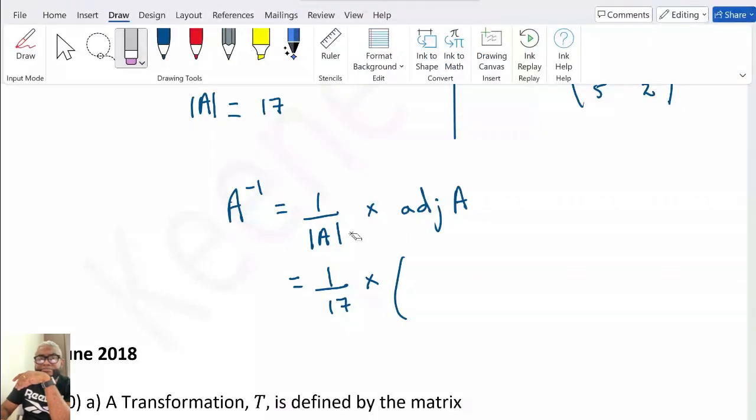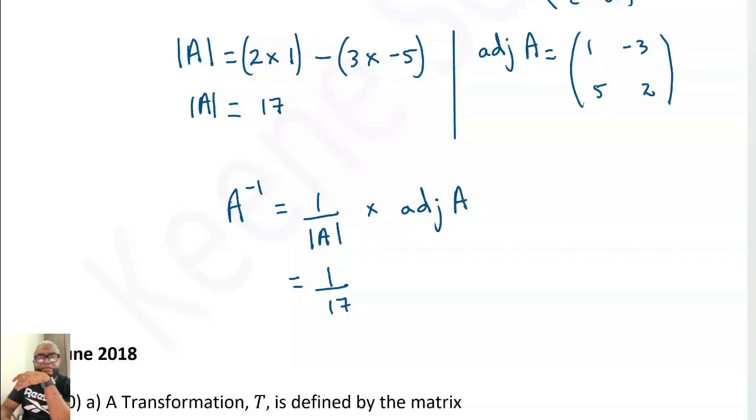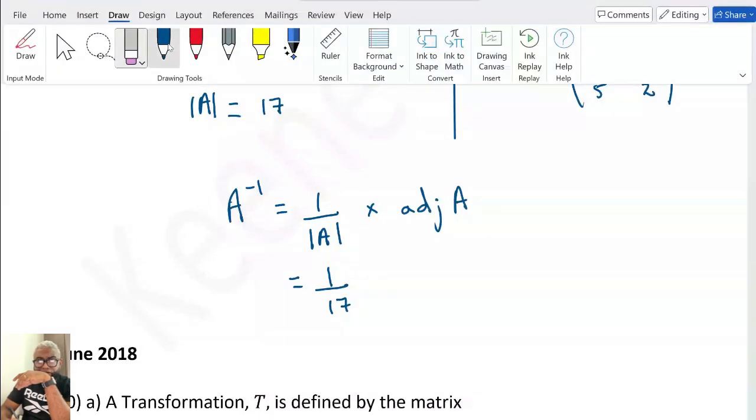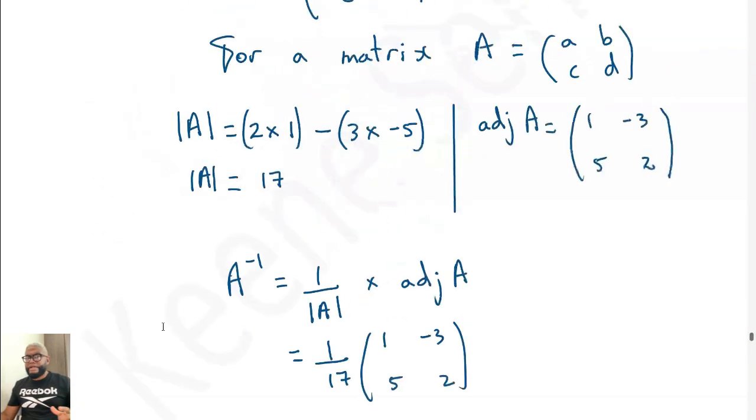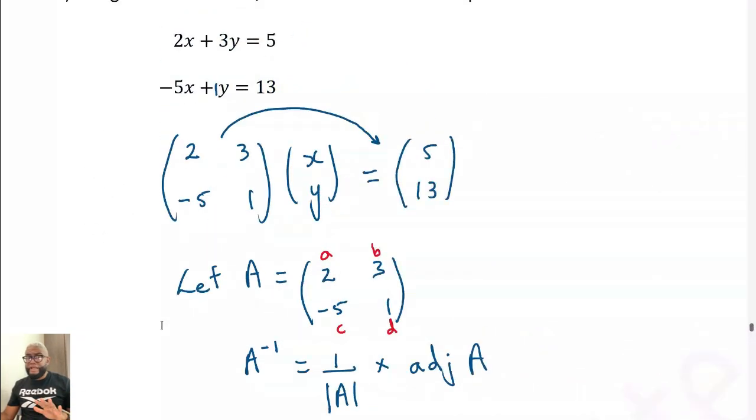Multiplied by, Emma, what is the adjoint of A? I haven't put a multiplication sign, let's put it next to it. Right, what is the adjoint of A, Megan? 1, negative 3, 5, and 2. Everybody good here? Okay, this is the inverse of A. So let's work. 17 is going to be very. Right, that's all they asked for? No.